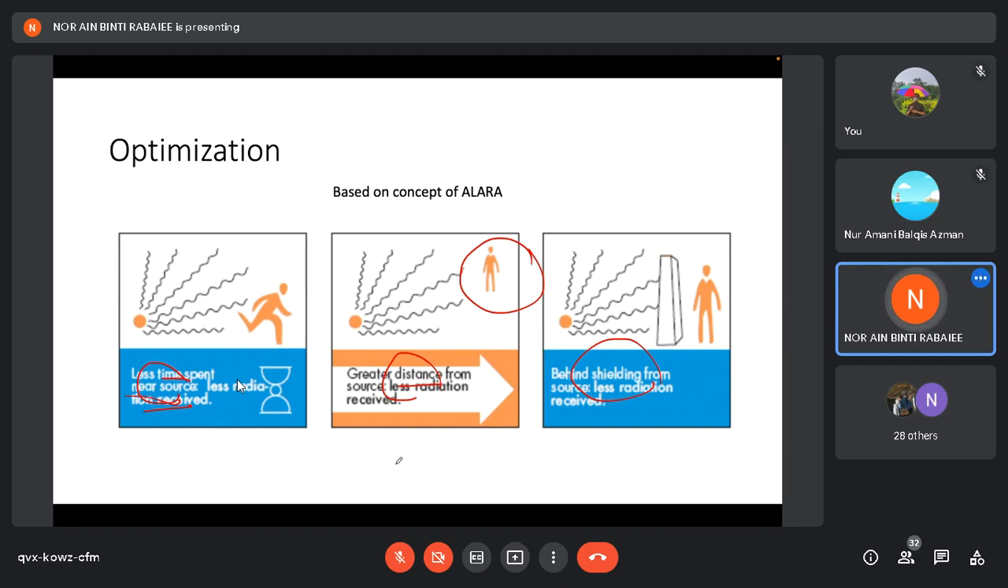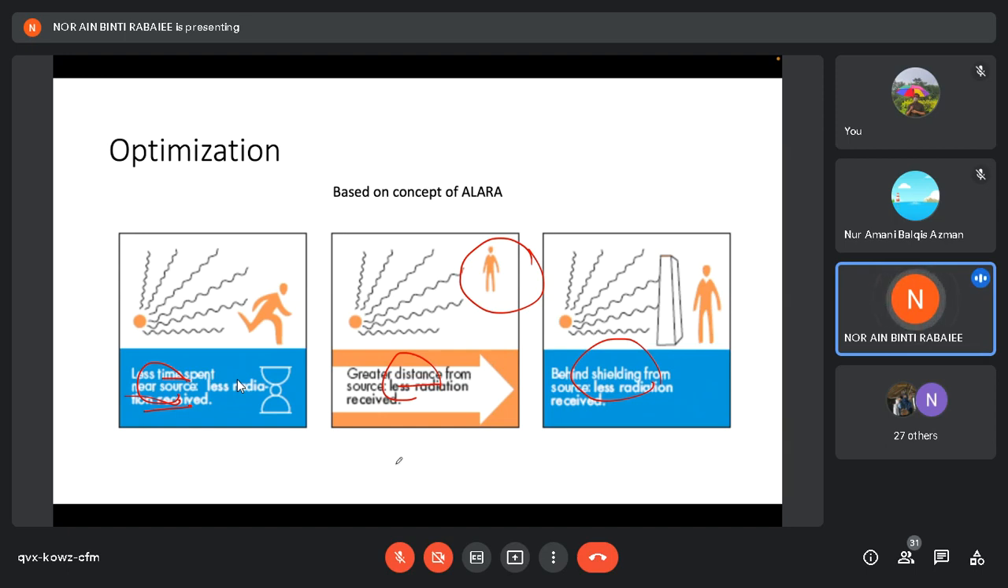So every radiation source, for example alpha and gamma, has its own different calculation for shielding. If you have to stay in fluoroscopy, or in a certain procedure where you need to stay with the patient in a procedure room, it is better to stay behind the shielding because less radiation is received. So these are the three basic principles of ALARA: time, distance, and shielding.